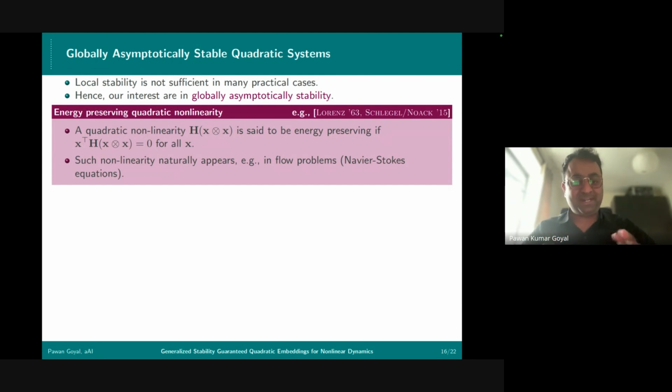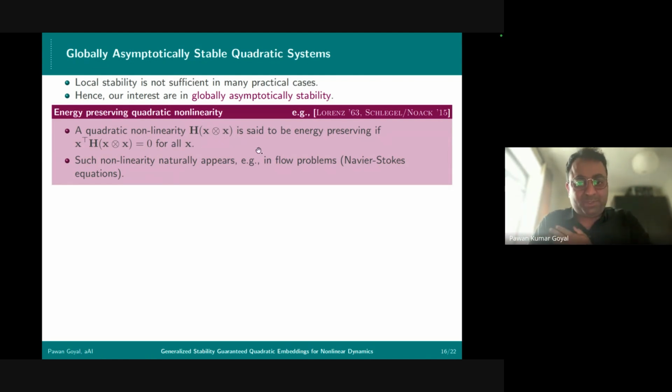And this kind of nonlinearity actually happens a lot in a lot of flow problems, for example in Navier-Stokes. If you have particular boundary conditions, like periodic boundary conditions, then it happens to be the case that we have energy preserving nonlinearities in the Navier-Stokes. And this is actually where this all came from, and it was picked up by the group of Nowak in 2015, and there has been a series of work in this direction.